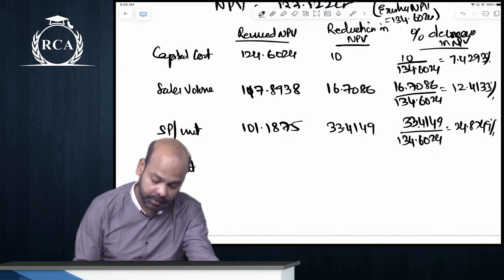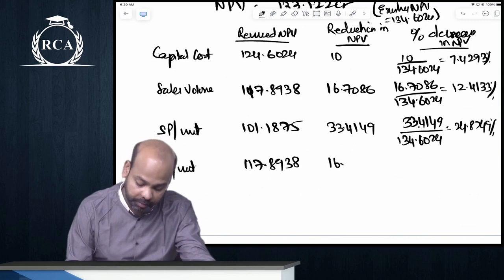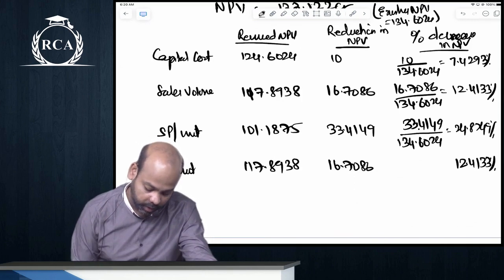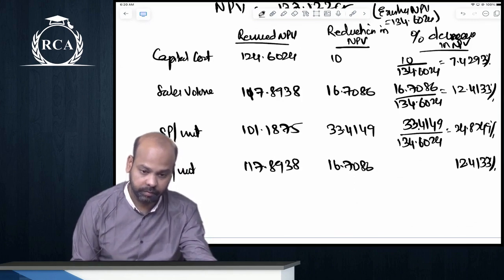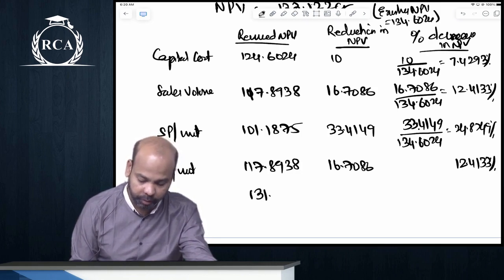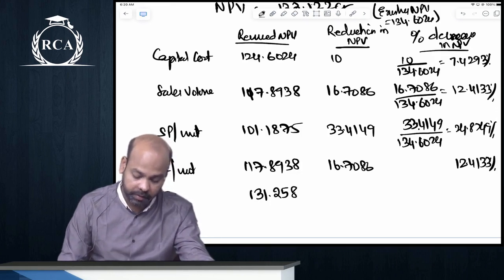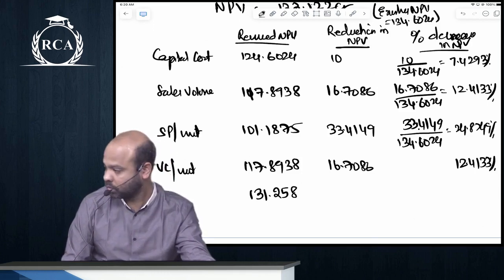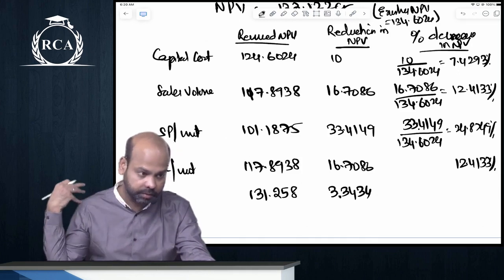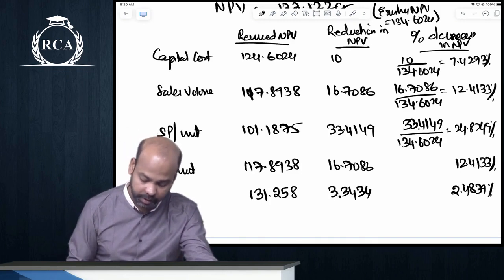Next, the variable cost per unit. The NPV is 117.8938, guys. So that is a reduction of 16.7086, and that will become 12.4133%. The next variable was fixed cost. The NPV is 131.258. Okay. Reduction in NPV, guys: 3.3434. Percentage: 2.4841%.